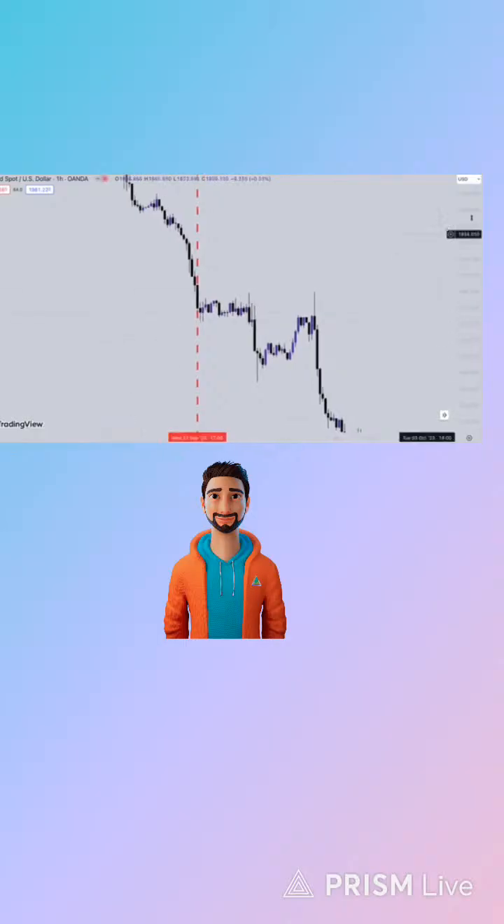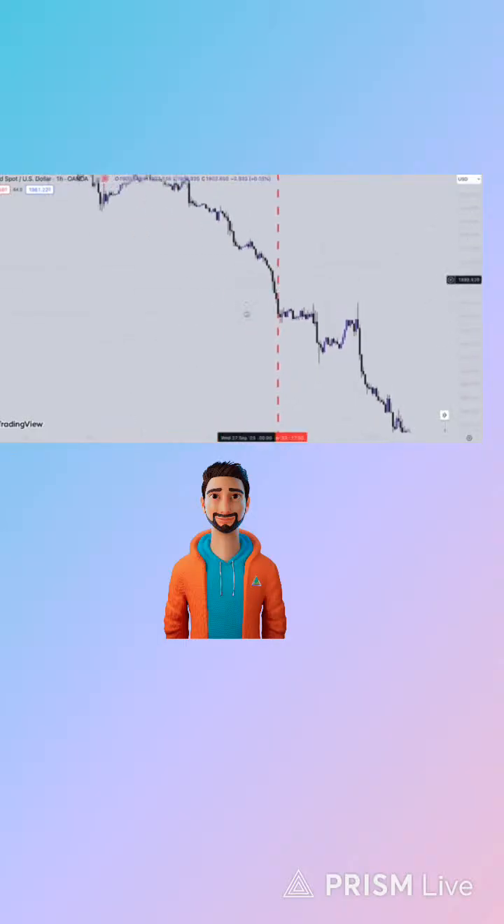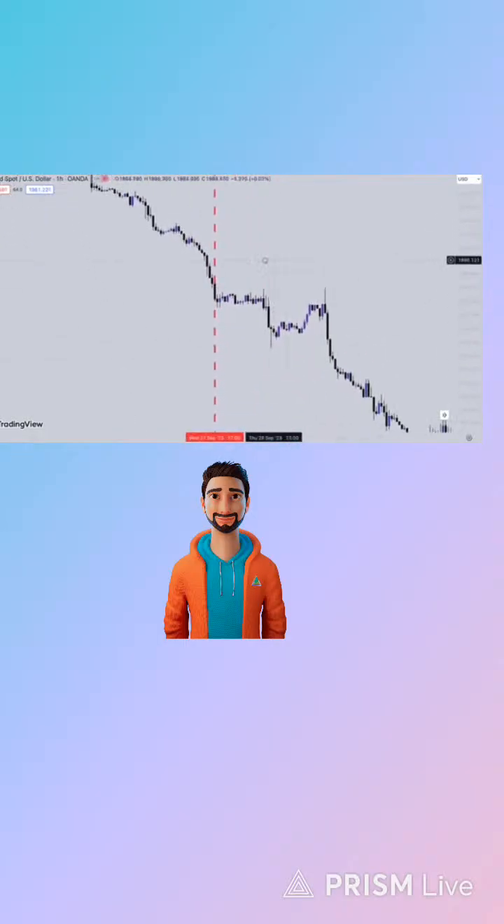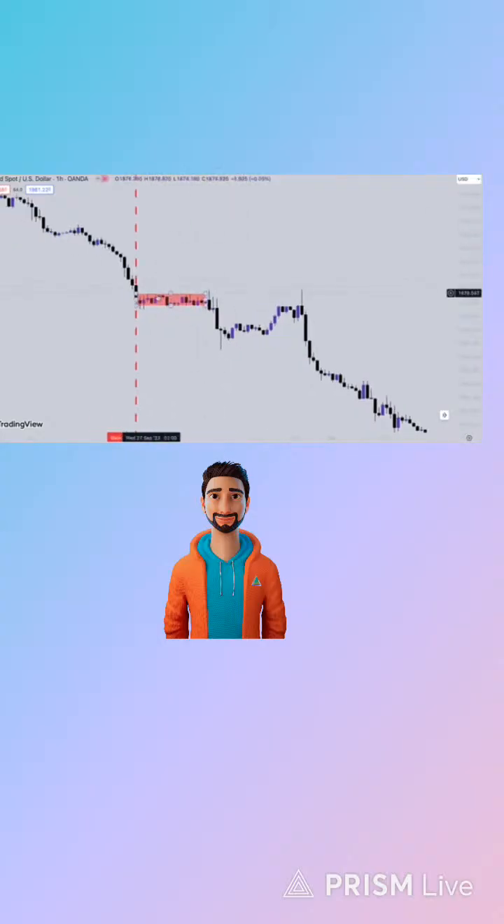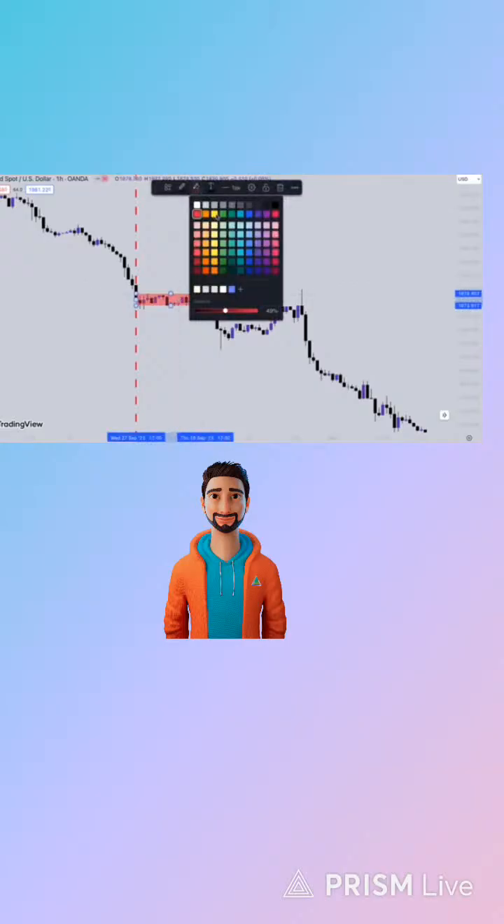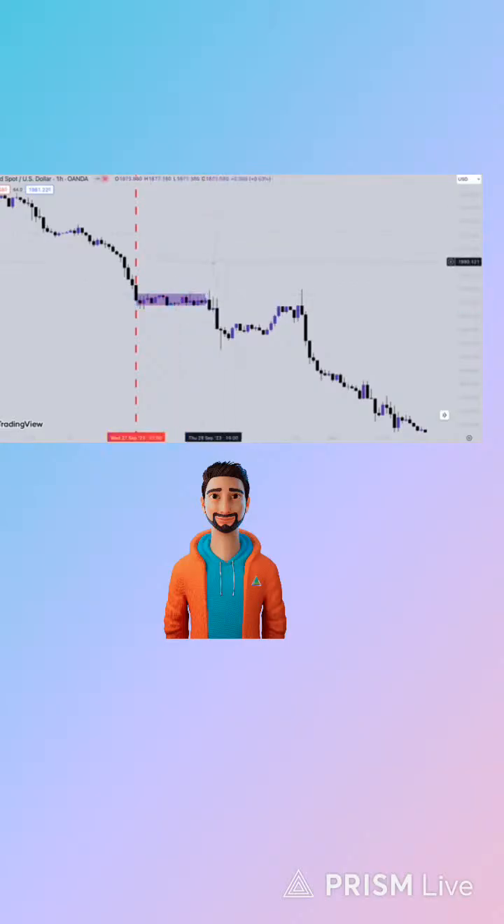So we can see right here, we're in a downtrend. So market's been going down. Let's make this red. These are orders accumulating. I actually would like to make this a different color. Let's go purple. Orders are accumulating here.